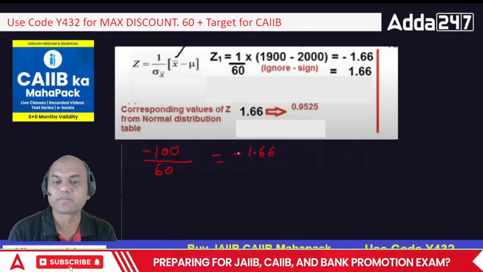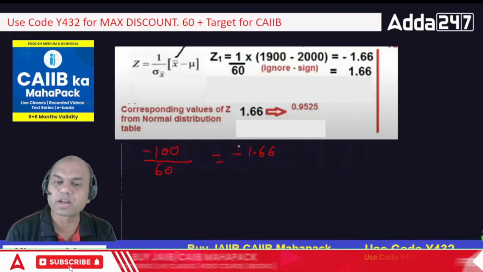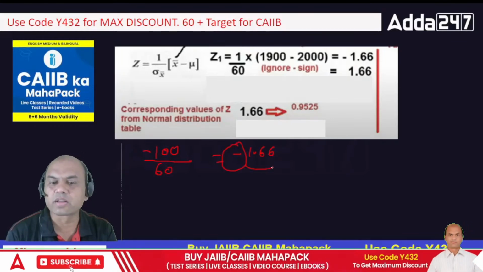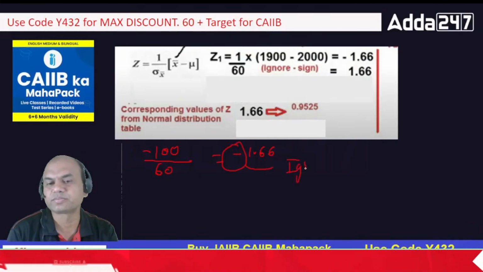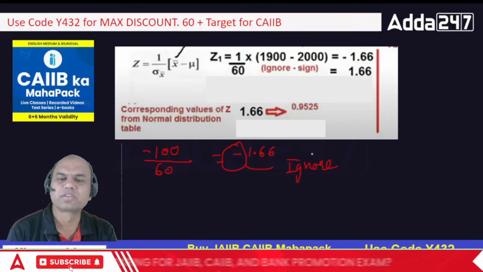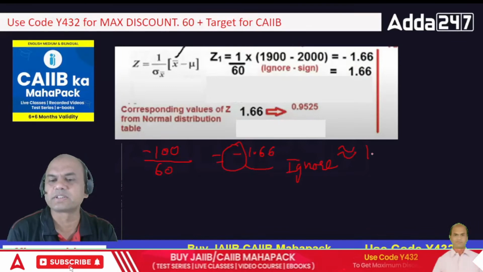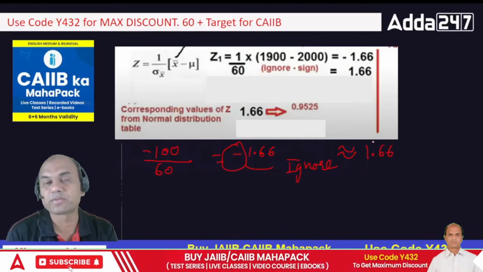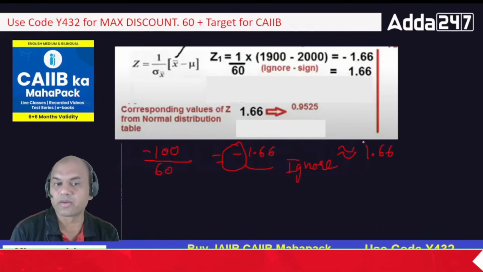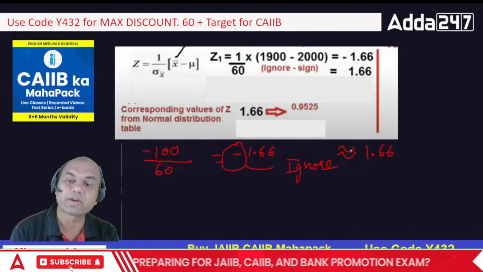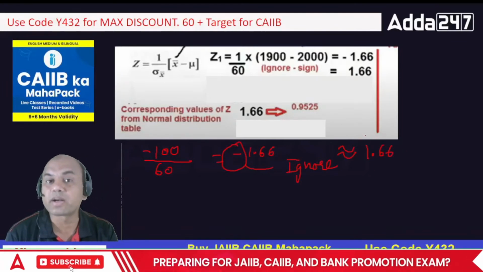1.66. But minus. So always remember, whenever you get this minus, ignore it. Ignore minus. Not required. Okay. So ignore this. So my answer is equivalent to 1.66. Now I have got the value of Z, isn't it? Have I got the value of Z? Yes. Now I'll find the probability. How do I find the probability?